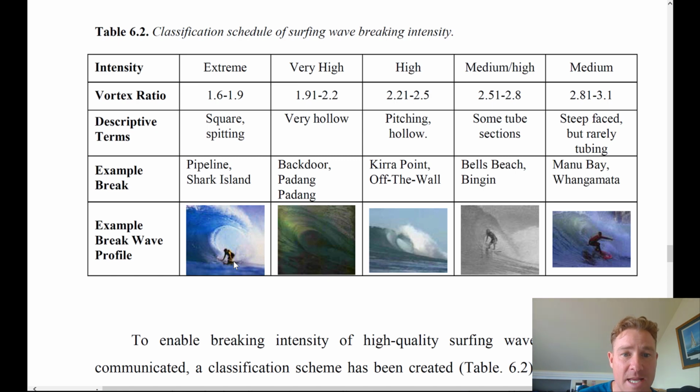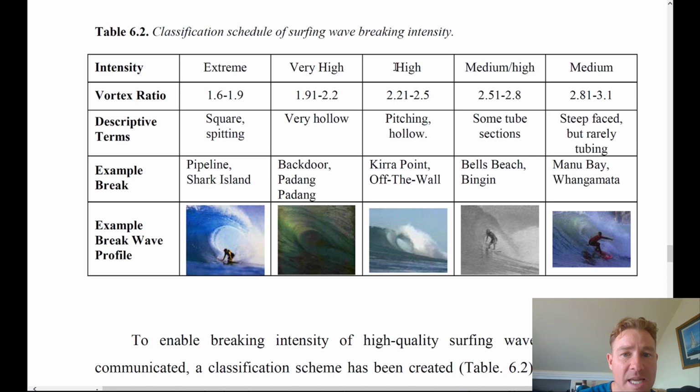Very high intensity, they're saying 1.91 to 2.2 on the vortex ratio. Descriptive is very hollow, things like Backdoor, Padang. I would even argue some Backdoor waves are more like extreme, but they put Backdoor here, and they show a picture of one, and yeah, it's not as round. It's a little bit more almondy, a little bit longer than it is wide.